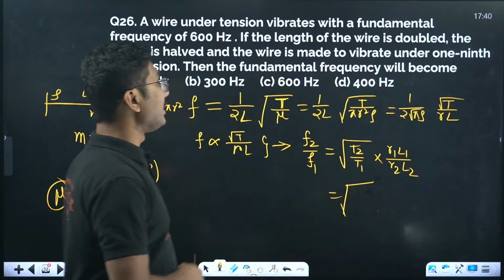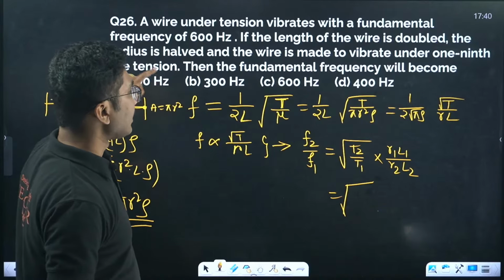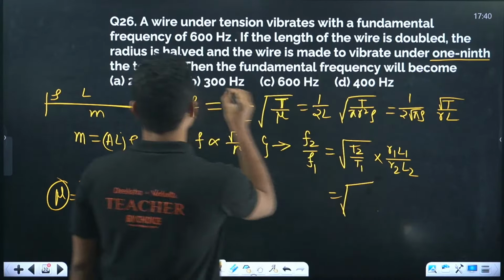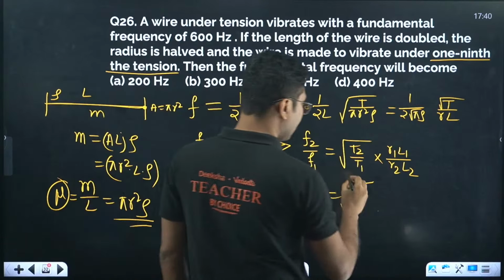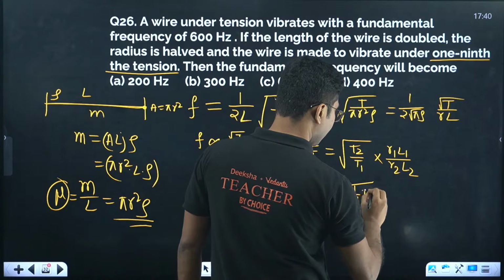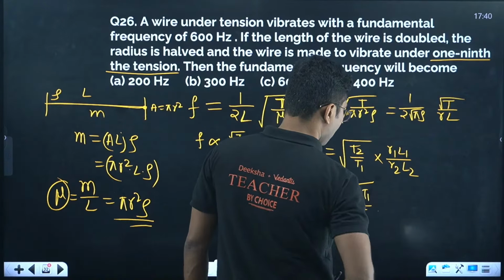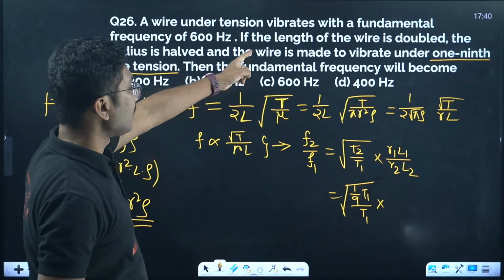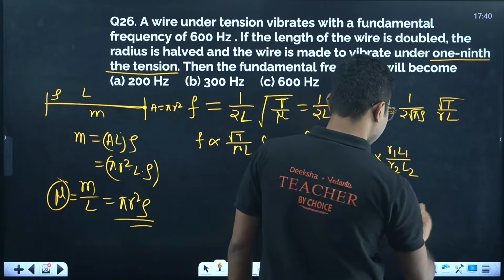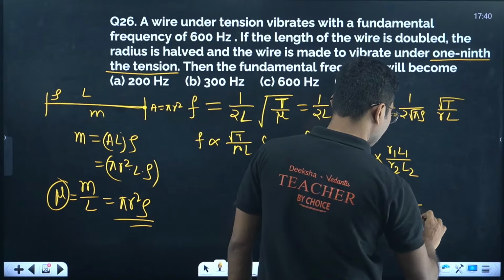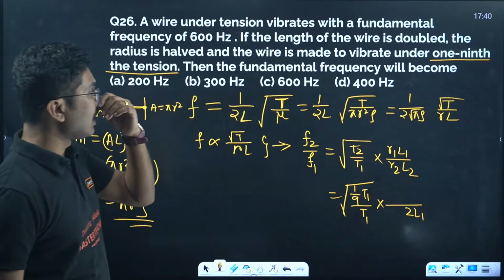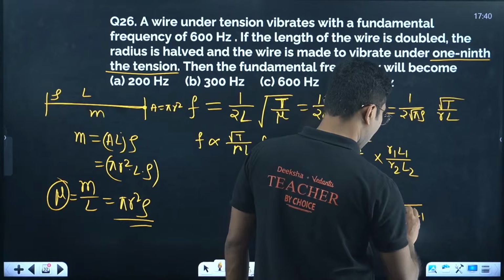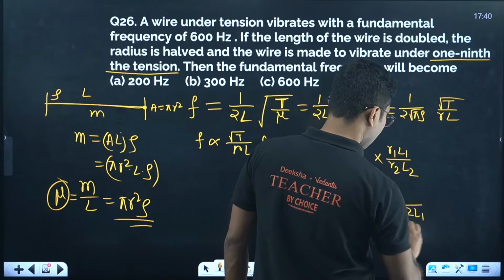Now what is T2? Tension is 1/9 of the first case. So T2 is 1/9 of T1. Okay, the length of the wire is doubled. That means L2 is 2L1. The radius is halved. Radius is halved means R2 is half of the radius.